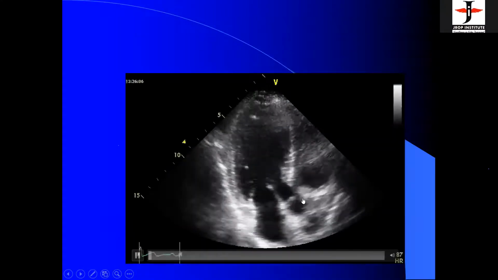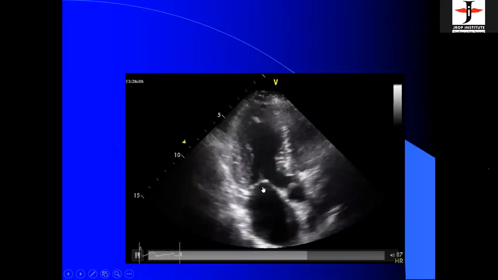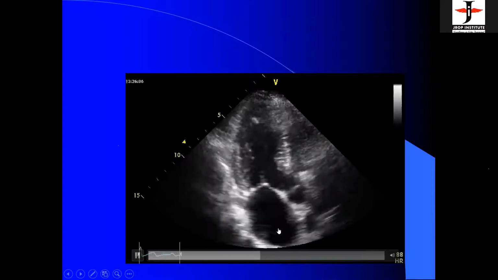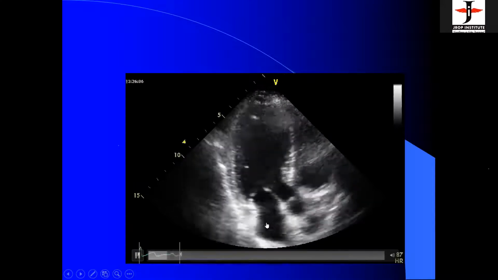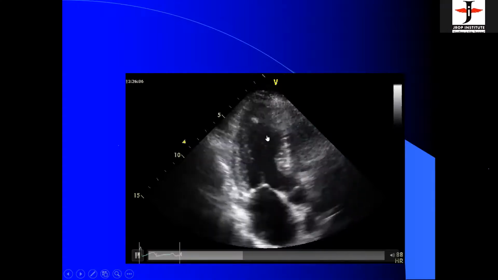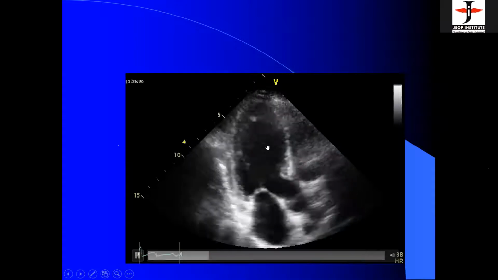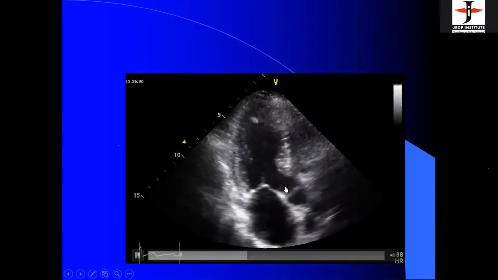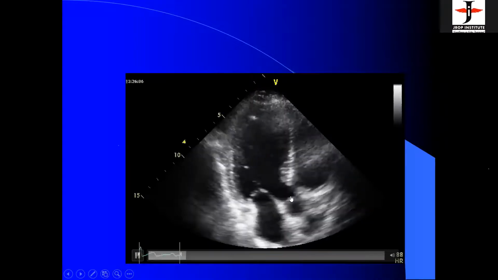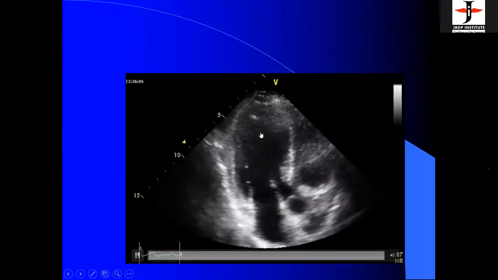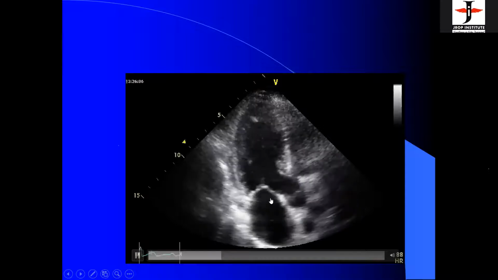Now this is the aorta. This is the mitral valve. This is the left ventricle. Again, any blood going towards the transducer from the mitral valve into the left ventricle will have a positive shift. Now the blood which goes from the LV to aorta will have a negative shift because the blood is going away from the transducer. So that will have a negative shift.